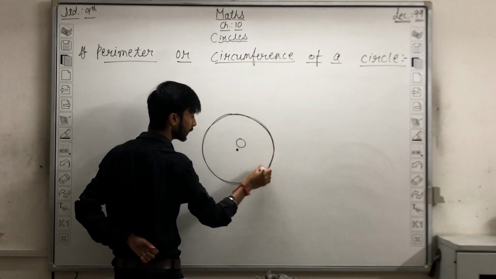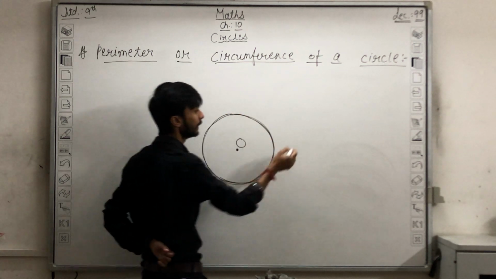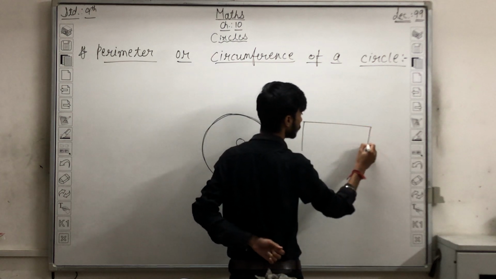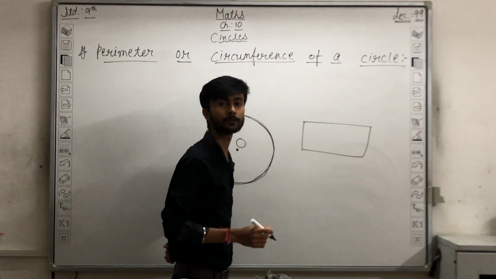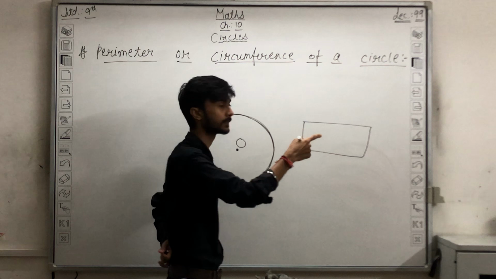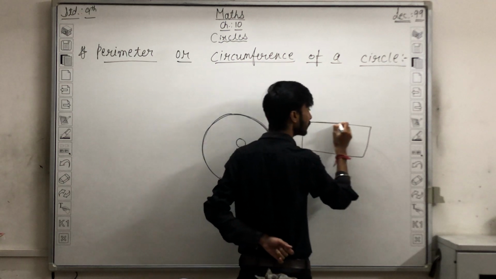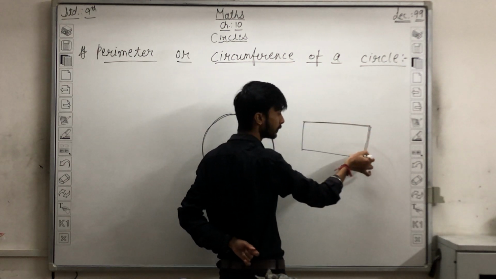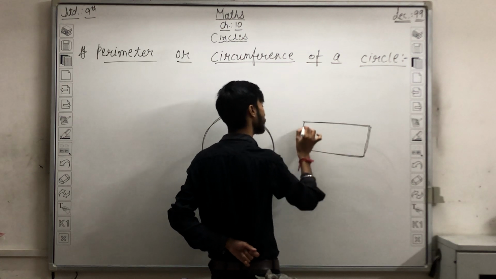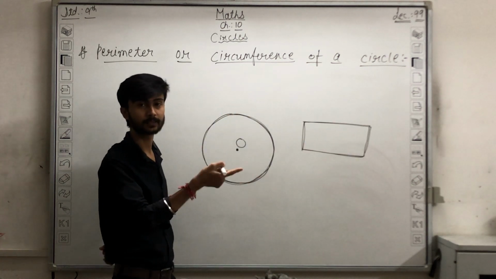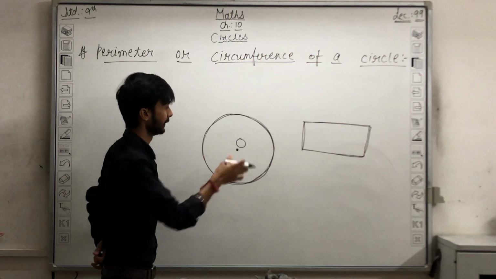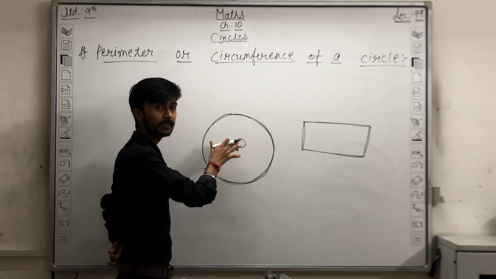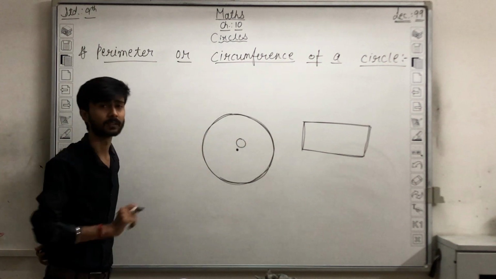This length is like that of a rectangle. What happens in a rectangle? The perimeter of a rectangle means the sum of all sides, that is, the sum of both lengths and both breadths. Here there are no particular sides because it is a round shape.